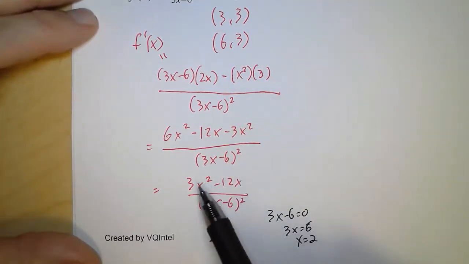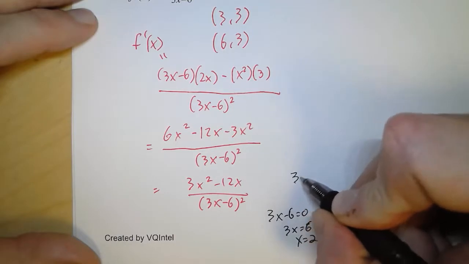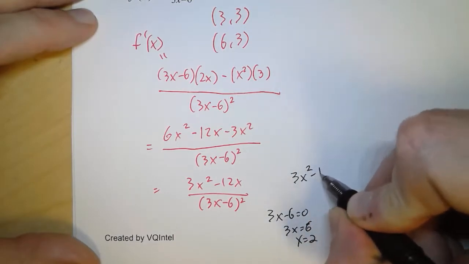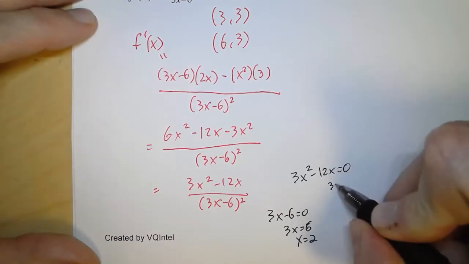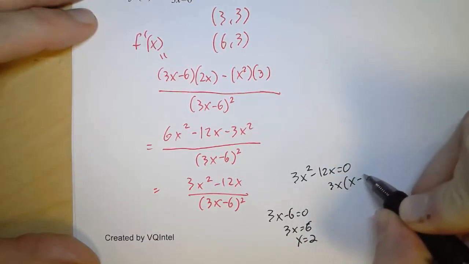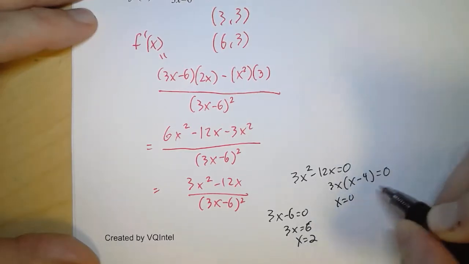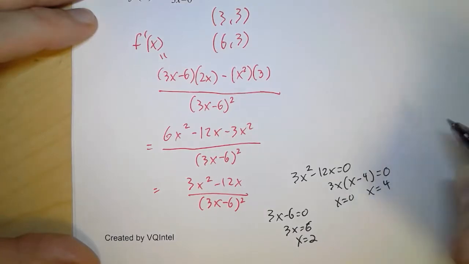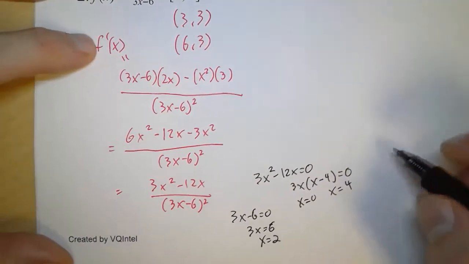So all we do consider is what values will make it 0, will make the derivative 0. So we have 3x squared minus 12x equals 0. So we factor out a 3x, so we have x minus 4, and so we have x equals 0 and x equals 4. But again, 0 is not within our interval that we stated. So the only thing we're concerned with is 4.